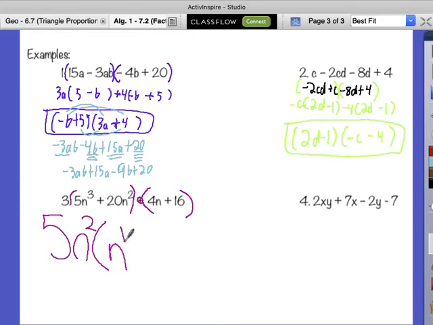And then 1. What's 20 divided by 5? That's where you want your 4. Okay, I'm going to do the second part. 5n squared, all right.